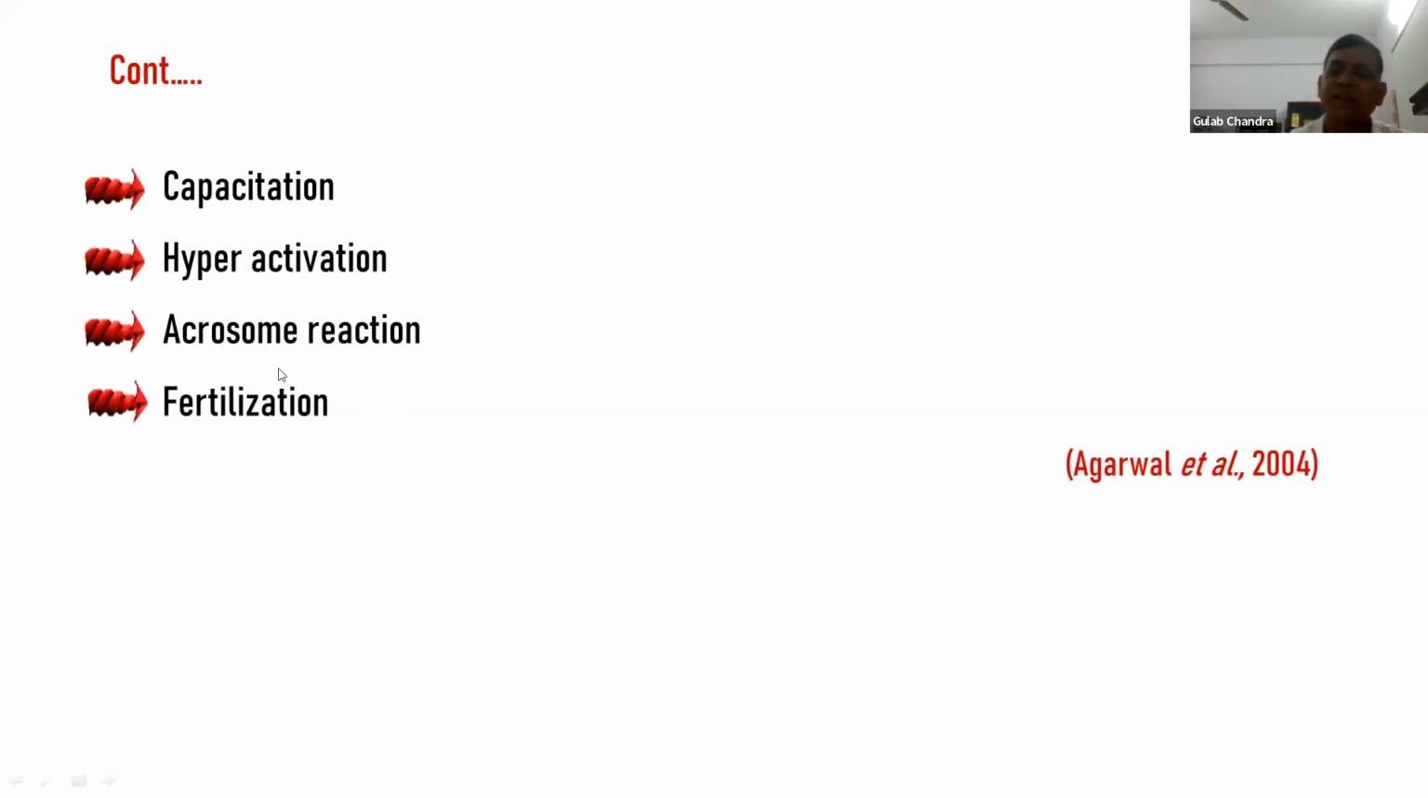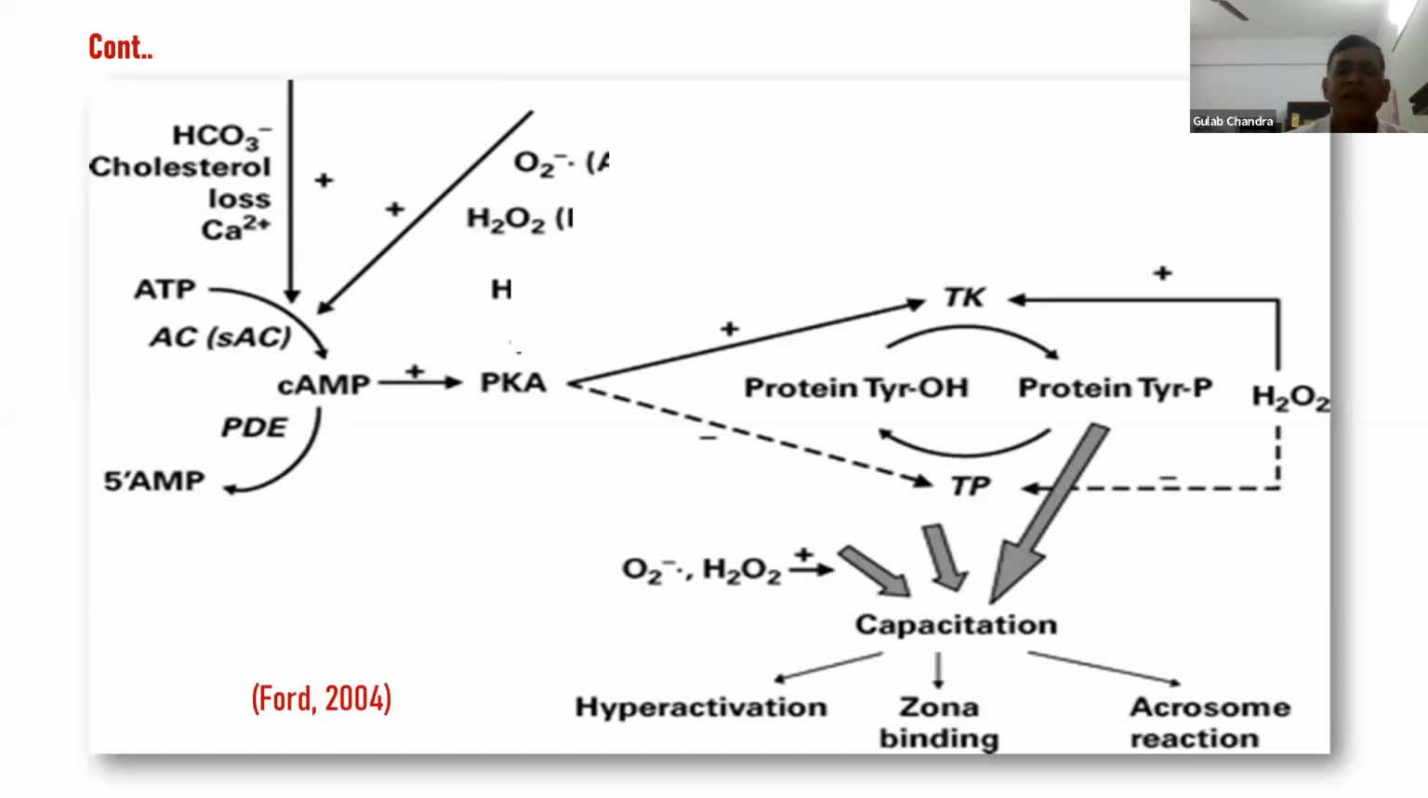Therefore, the free radicals are very important in capacitation, hyperactivation, acrosome reaction, and fertilization when their concentration is normal. This is the mechanism by which the free radicals promote capacitation, hyperactivation, and the other fertilization processes.